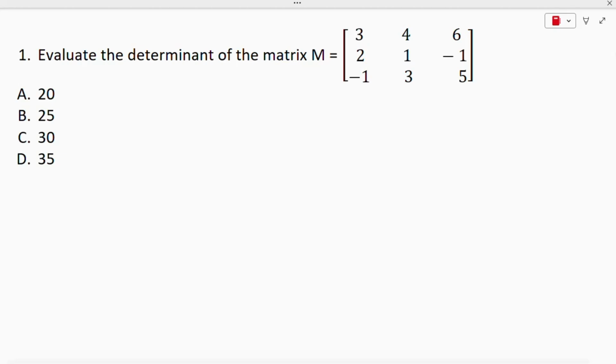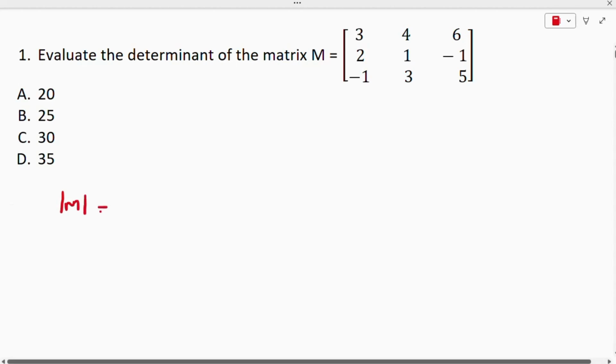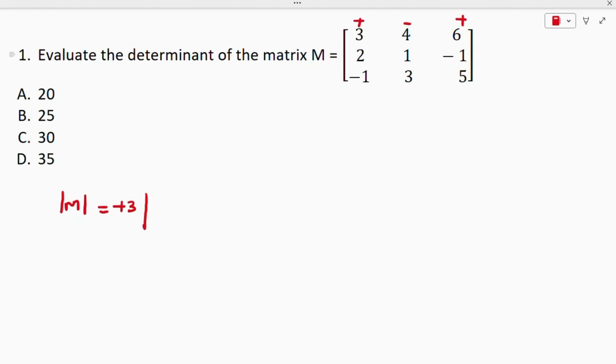So we have the first question here that says evaluate the determinant of the matrix M, which is equal to 3, 4, 6, 2, 1, and negative 1, negative 1, 3 and 5. Now we are to find the determinant of this matrix right here. So the determinant of M is equal to, now we have this to be plus, minus, and what? Plus. So we have plus 3 into, which simply implies that the first column and the first row is going to go out, and once we do that we have 1, negative 1, 3 and 5 to be left.